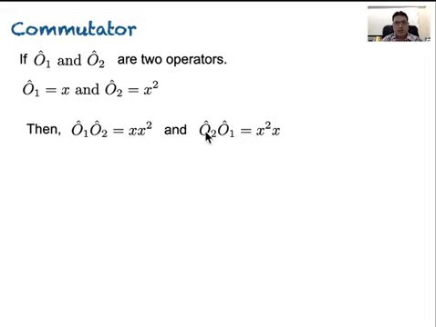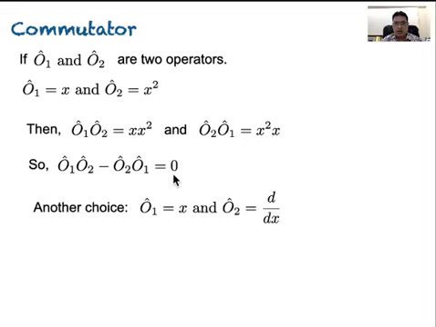Or when I take the product of O2 with O1, remember the order matters here. In the first case O1 is on the left and O2 is on the right, and here O2 is on the left and O1 is on the right. So if these are the products of the two operators, I'm going to get the same value, x cube here, x cube here. And if I take the difference, O1 O2 minus O2 O1, this will come out to be 0.